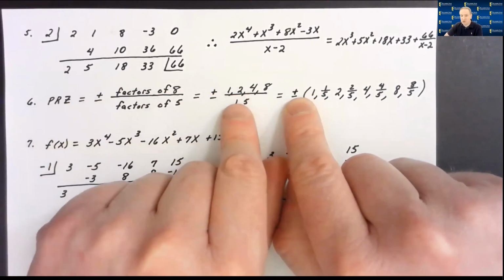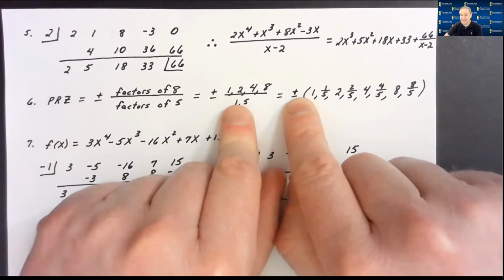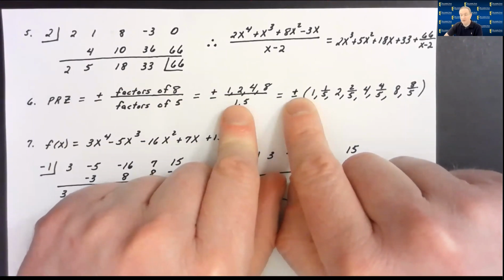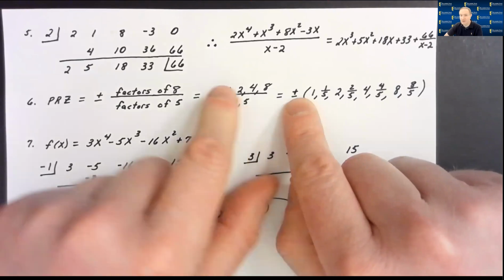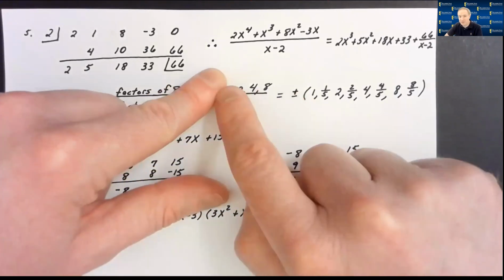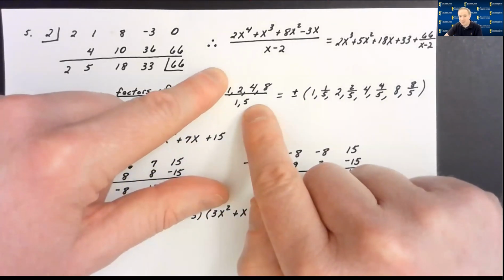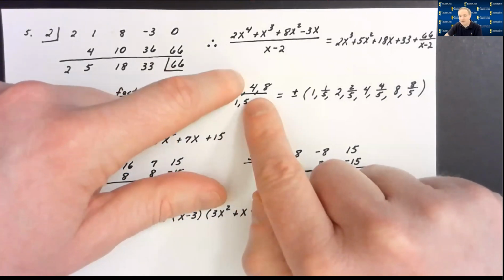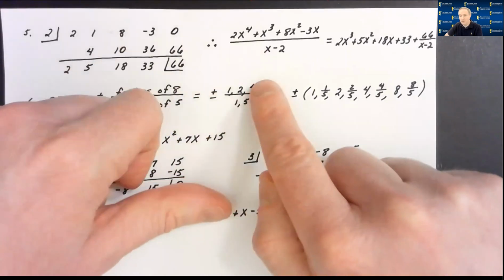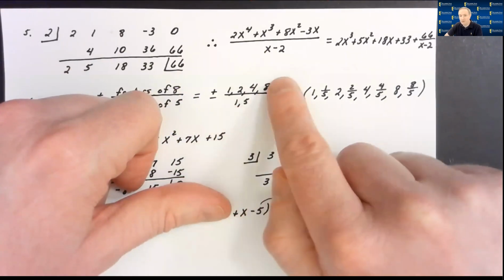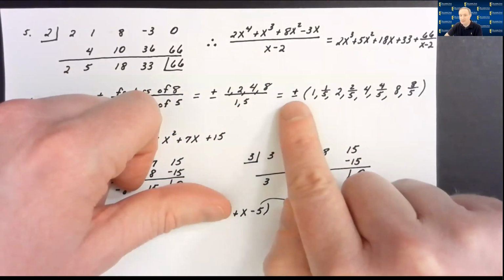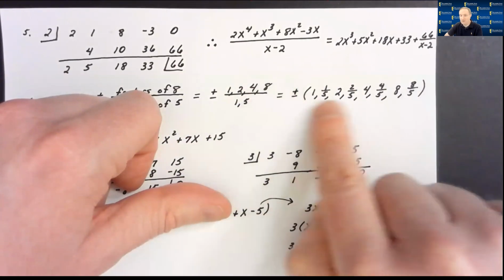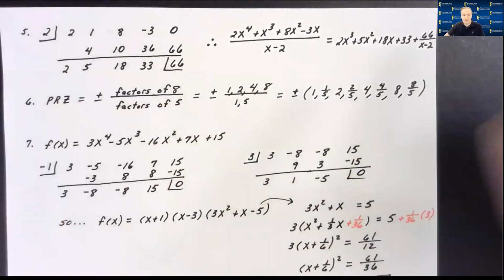Now, please don't just stop here. I actually need to see the possible rational zeros. So all you have to do is take each number in the numerator, divide it by each number in the denominator. So I have 1 over 1, 1 over 5, 2 over 1, 2 over 5, 4 over 1, 4 over 5, 8 over 1, and 8 over 5. Positive, negative of all of those values, that would be your final answer there.